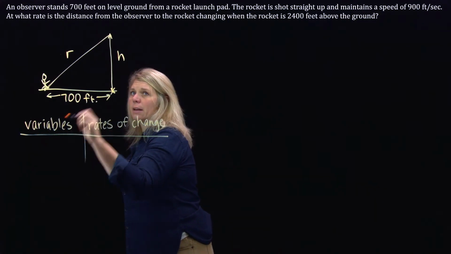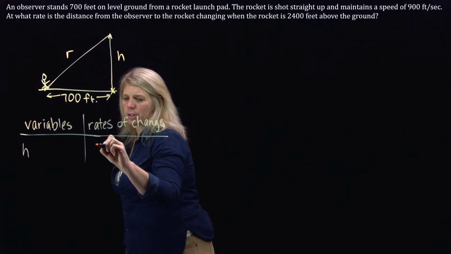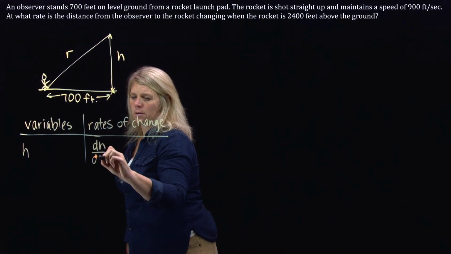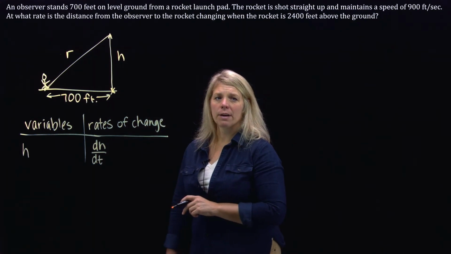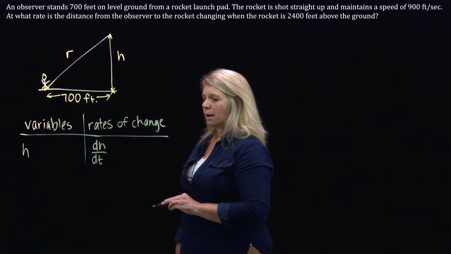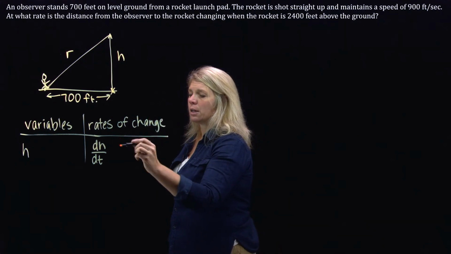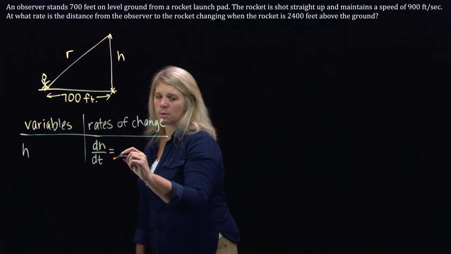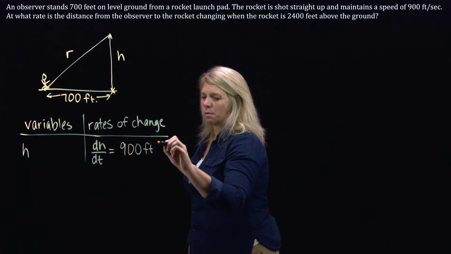Okay, so I'm given some information here about a height and a rate of change of a height. The rocket is going up at a speed of 900 feet per second. So we've talked about distance and rate and velocity and speed before. So we know that that rate of change, that's a change in distance with respect to time. So that's 900 feet per second.